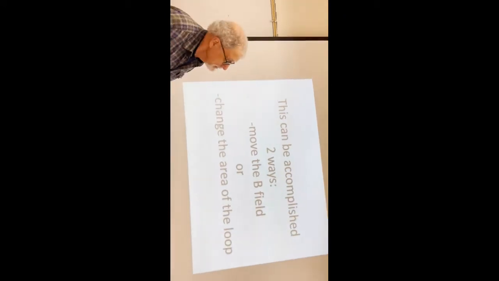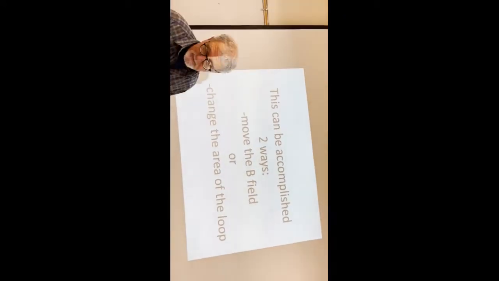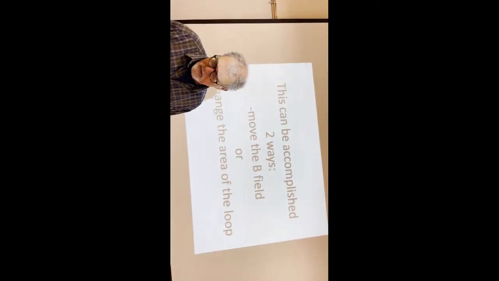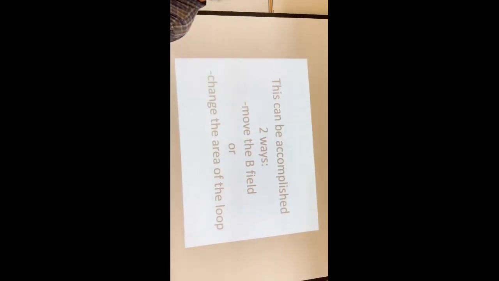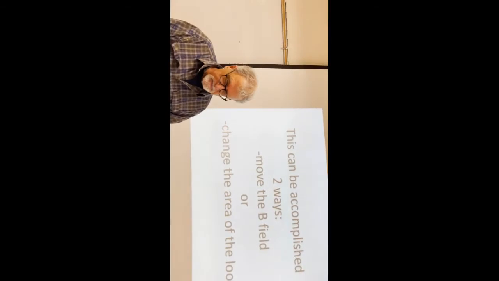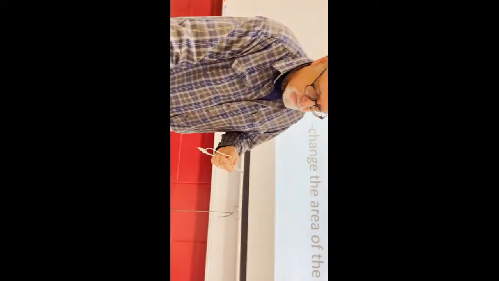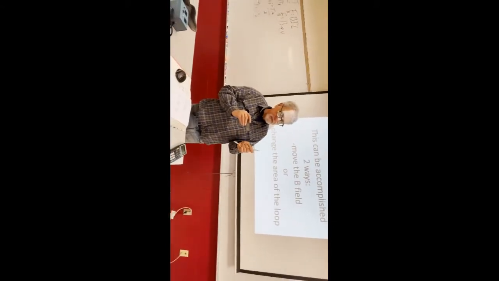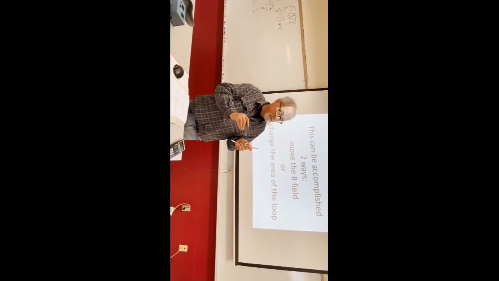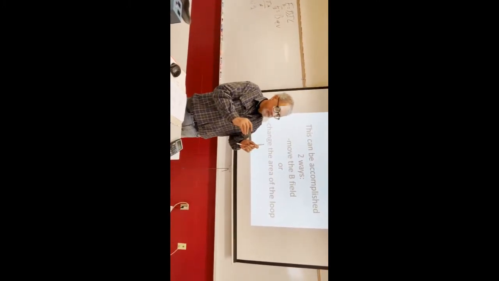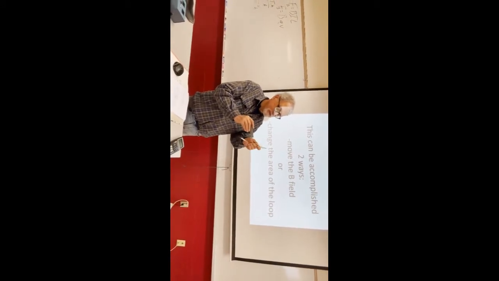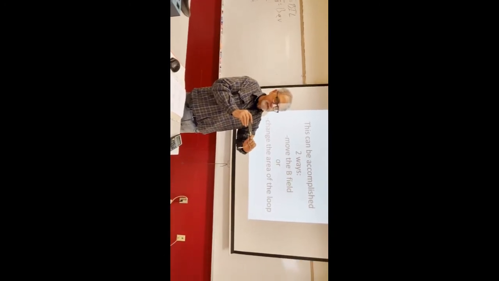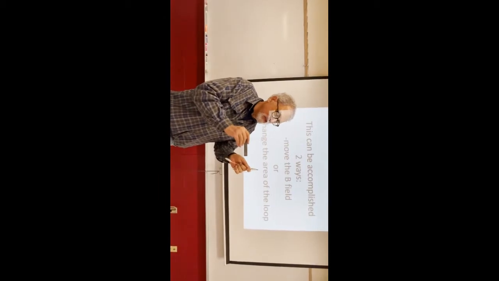There are two ways that you can do that. You can either move the magnetic field or change the area of the loop. Now, what does that mean? If I have a loop like this with a magnetic field, I get one thing. But what happens to the magnetic field inside the loop if I turn it like this? Here I've got the maximum amount of field. Here I've got the minimum amount of field. If you think of the field as those lines, more lines, fewer lines.